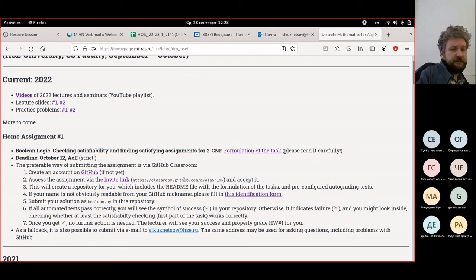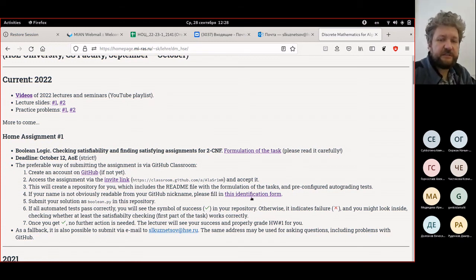There is a fallback solution to submit via email. This is my standard address at the university domain. This is the only way if you don't use Python 3. If you use Python 2 or another language than Python, the only way to submit is by email, because the grading system will not grade it properly. Again, if you have any questions, please ask.